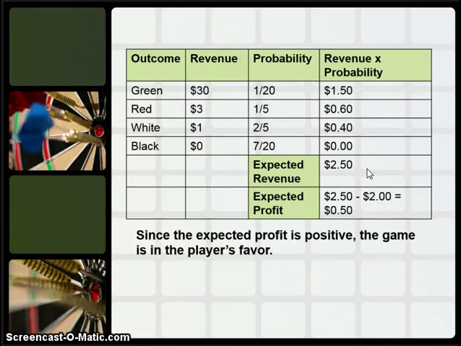But we have to pay $2 in order to play the game. So that means to get our expected profit, we take the expected revenue, subtract the cost to play, and we still end up with an expected profit of 50 cents. So again, we draw the same conclusion. Since the expected profit is positive, the game is in the player's favor. Notice we get exactly the same answer regardless of which of the 2 methods we choose to use.